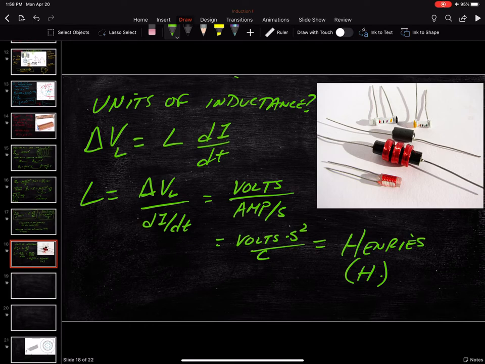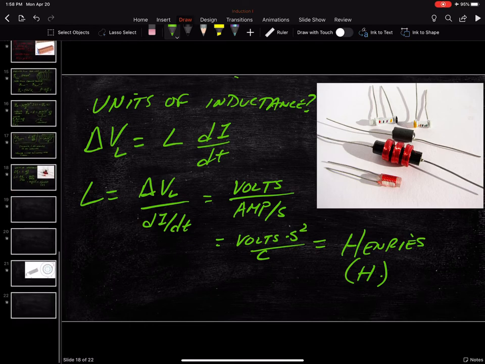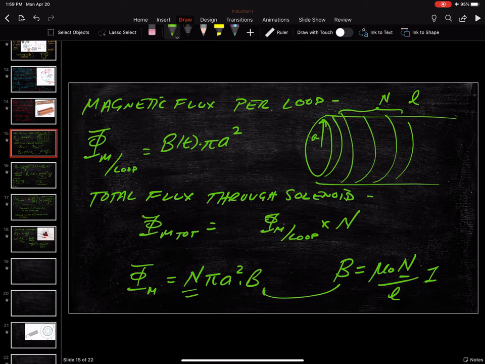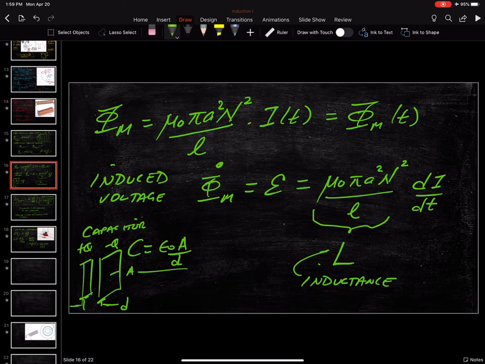Okay, but now here's a very, very interesting question, which is this. I figured out this thing here by saying I've got this changing current, which induces a changing magnetic field. And that magnetic field creates a changing magnetic flux. And of course, since the magnetic flux is changing, that means that there's going to be an induced voltage.